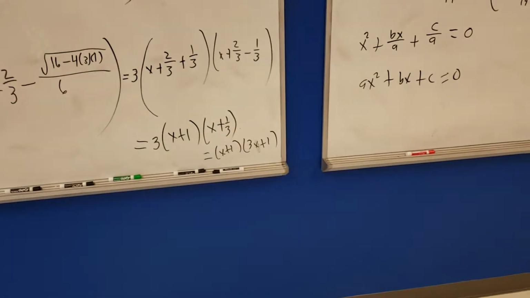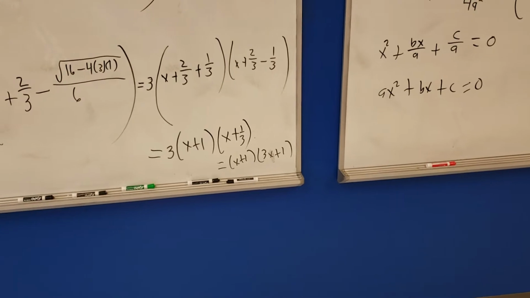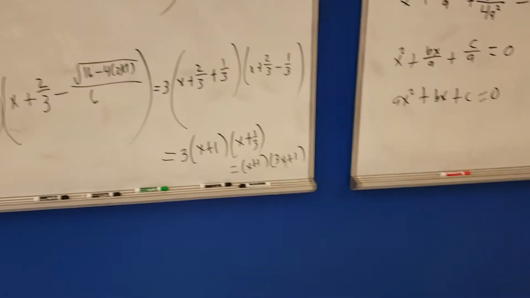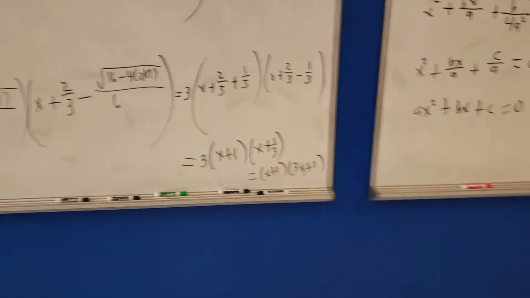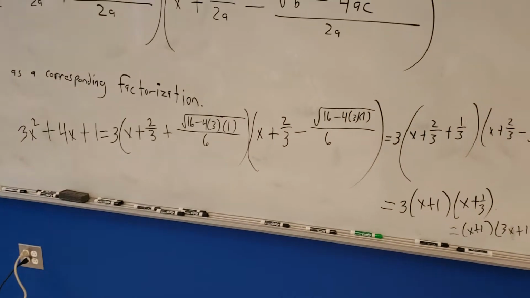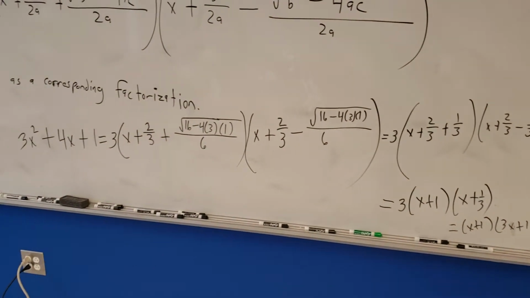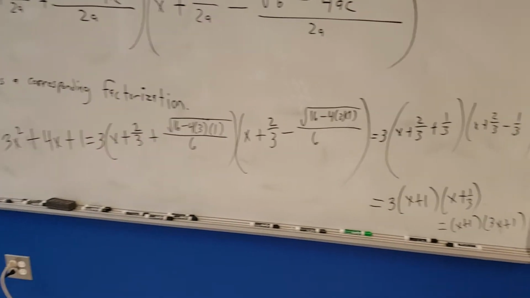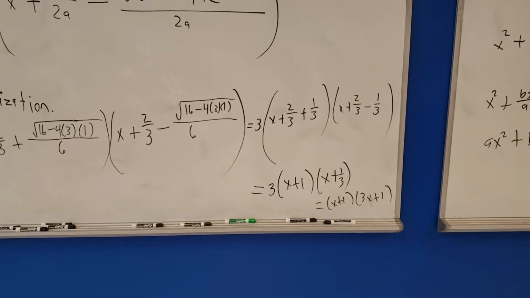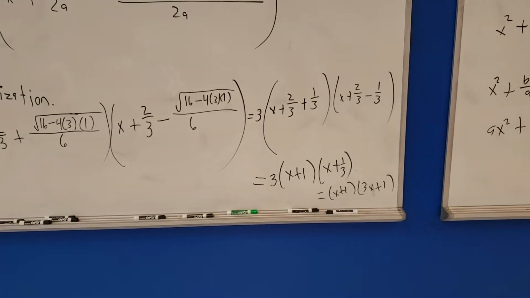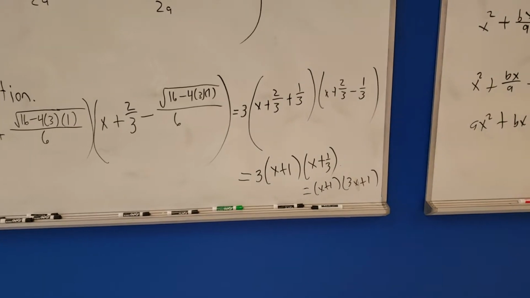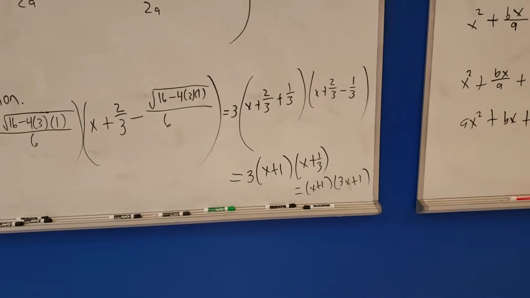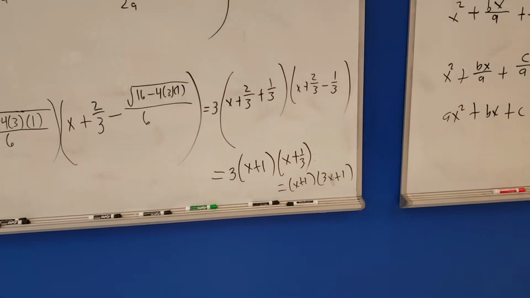So I get x plus 1 times 3x plus 1. Now, after a long time doing a lot of work, we got 3x squared plus 4x plus 1 equals 3x plus 1 times x plus 1. And it commutes, so you could put the 3x plus 1 on the left if you wanted to, and the x plus 1 on the right if you wanted to.